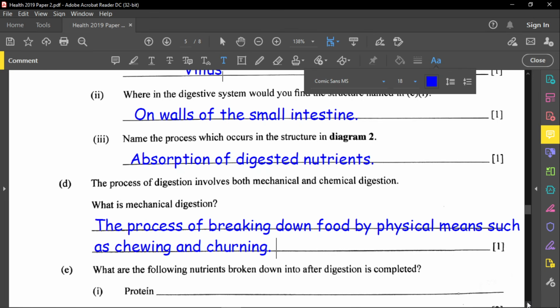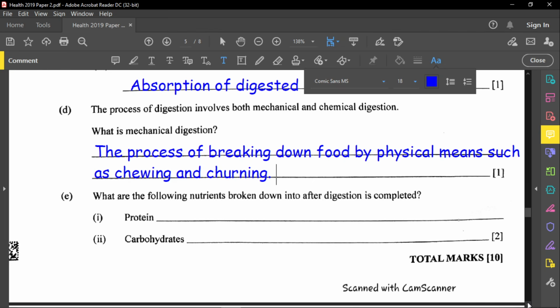All right, so part E, it said, what are the following nutrients broken down into after digestion is completed? So what they're asking you right here is the end product of digestion of these substances or nutrients. In other words, what is the last thing you'll get when these break down? So when proteins are broken down, you'll get amino acids. And when carbohydrates are broken down, you'll get sugar, which is glucose. All right, so that is the end of this question.